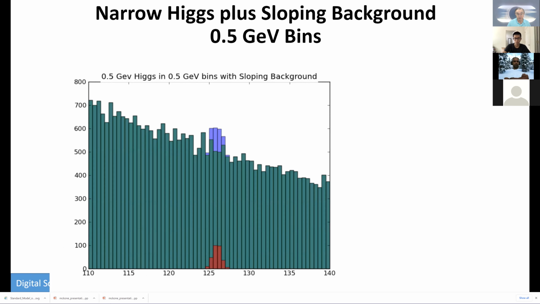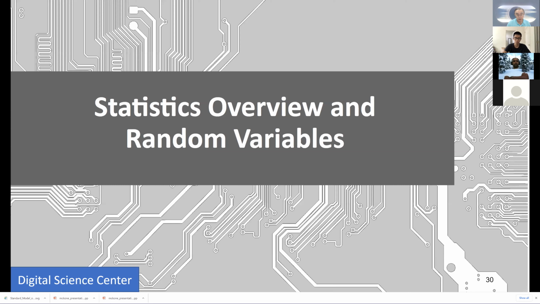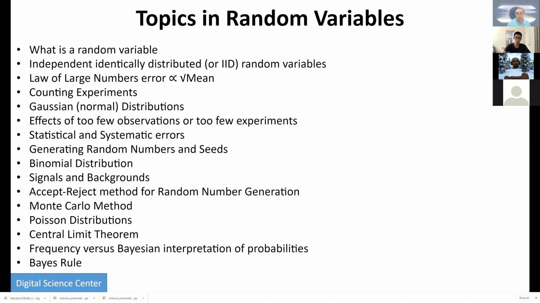Here's the half a GeV bin. Even so, notice by going to half a GeV bin, I've reduced the number of events here to a little over 500, and we have just fluctuations here which confuse the analysis. All right, so now we come to a few more sections, starting to look at this in more detail.